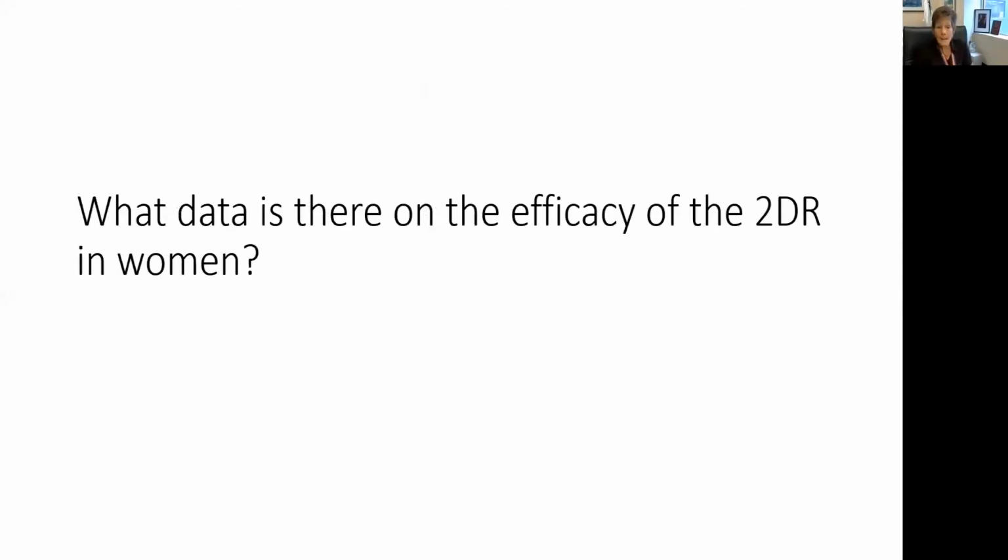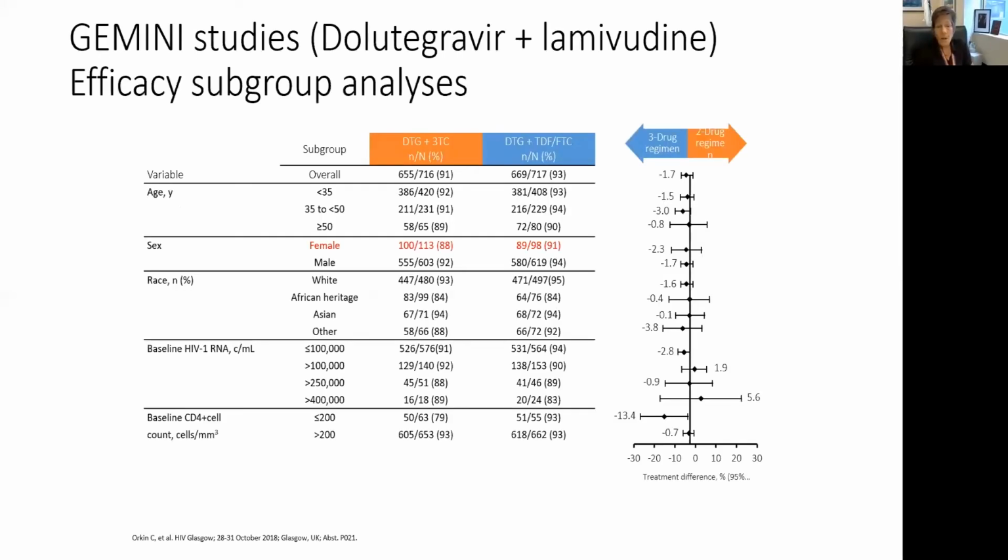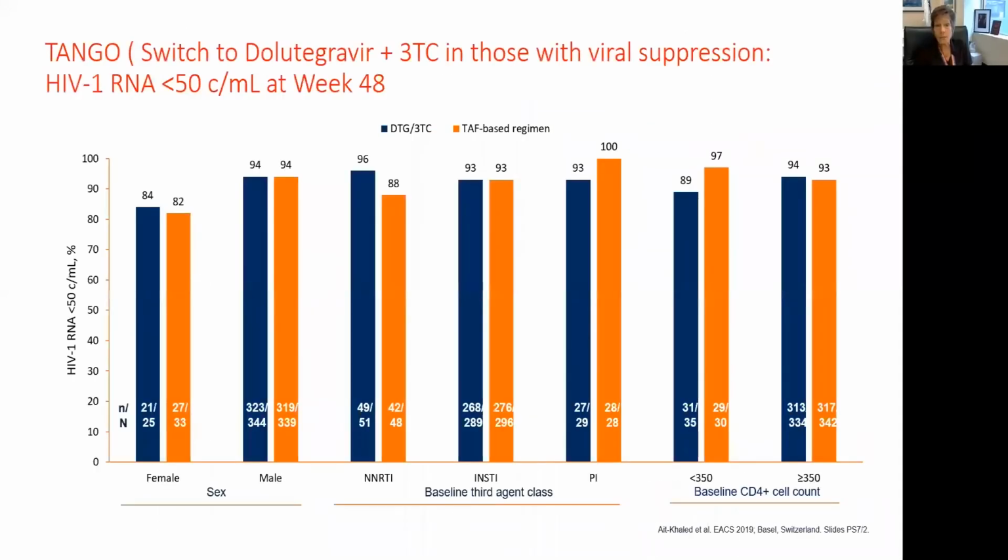So what is the data? What is the data on the efficacy of the 2DR in women? So if we start first with the GEMINI studies, which was the combination of dolutegravir and lamivudine versus the combination of dolutegravir, lamivudine, and tenofovir, you can see here, if we look by gender, the efficacy in women was as good as that in men. Again, we have these confidence bars, which are larger in women than in men because of the lower numbers, but it does look like the efficacy was similar.